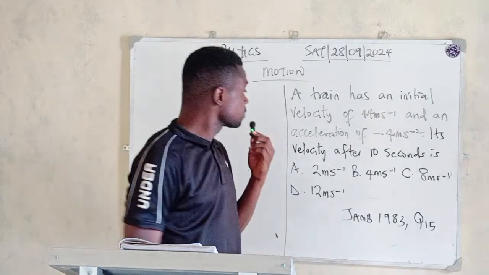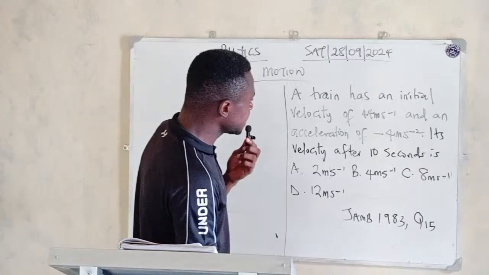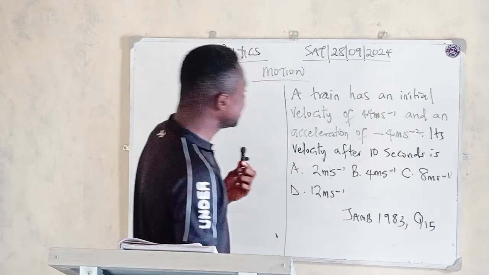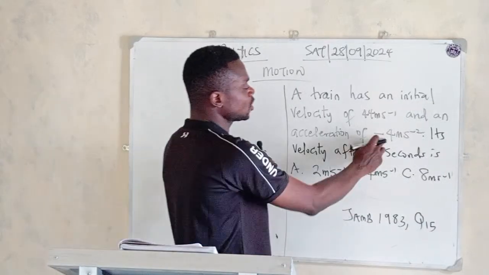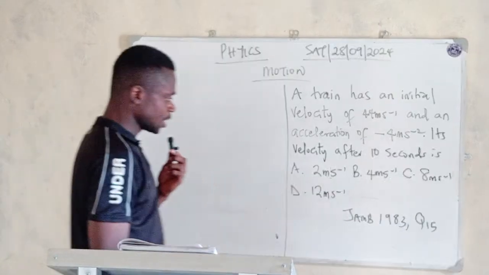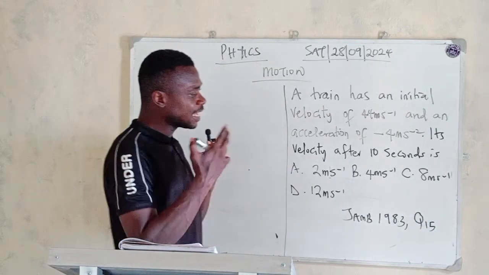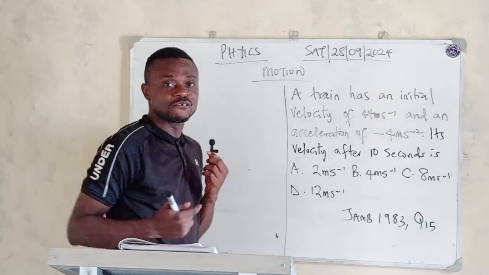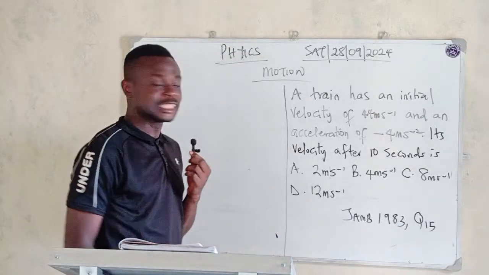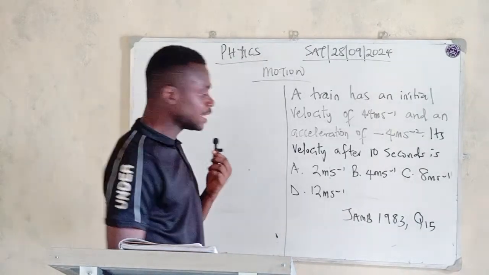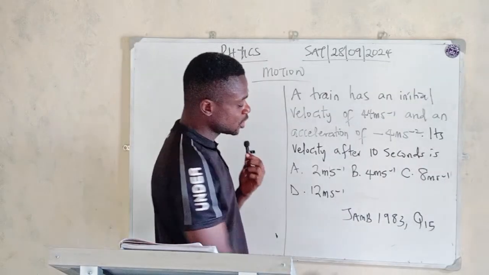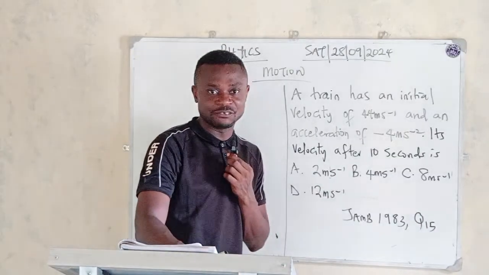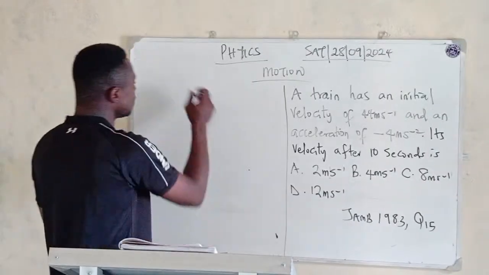Okay, the question says a train has an initial velocity of 44 meter per second and an initial acceleration of minus 4 meter per second squared. Its velocity after 10 seconds is A, 2 meter per second, B, 4 meter per second, C, 8 meter per second, D, 12 meter per second. The question source is JAM 1983, question 15, as stated in our reference material for today. All right, let's solve this question.